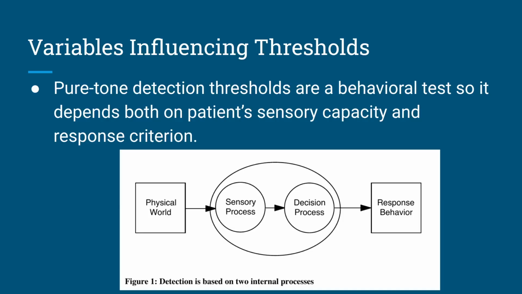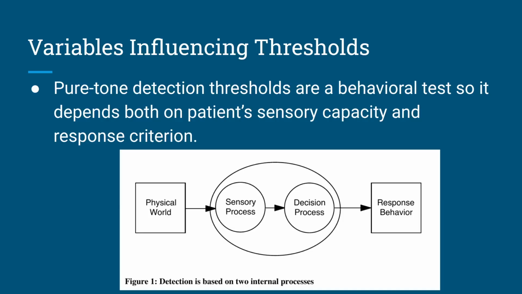Because the response relies on both the physiological sensory process and the cognitive decision process, the final behavior can result in one of four distinct outcomes. There is a hit: the signal was present, and the observer correctly reported it. There is a miss: the signal was present, but the observer failed to report it. There's a false alarm: the signal was absent, but the observer incorrectly reported hearing it. And there's a correct rejection: the signal was absent, and the observer correctly reported nothing.